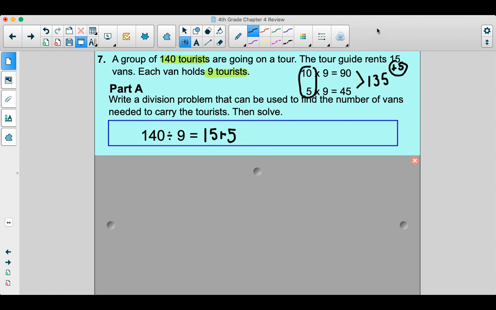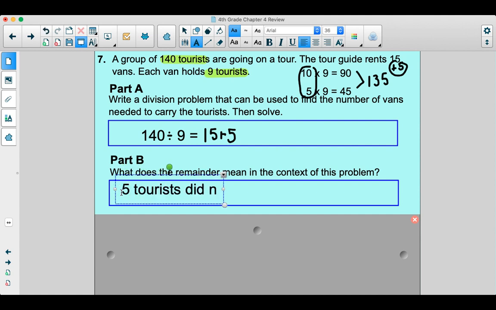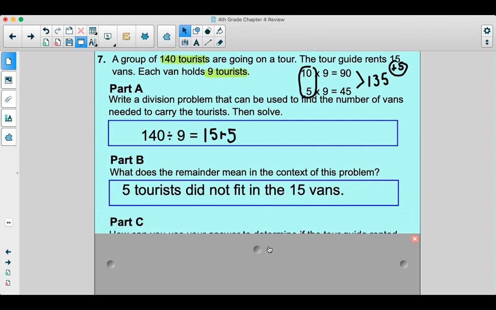Let's see what part B is asking us. What does the remainder mean in the context of this problem? Okay, so this means we need 15 full vans, right? But the remainder is people. So that's kind of a problem. We've got 5 people remaining, right? So we have 5 tourists. 5 tourists did not fit in the 15 vans. So we've got some people probably pretty upset at this point, right?